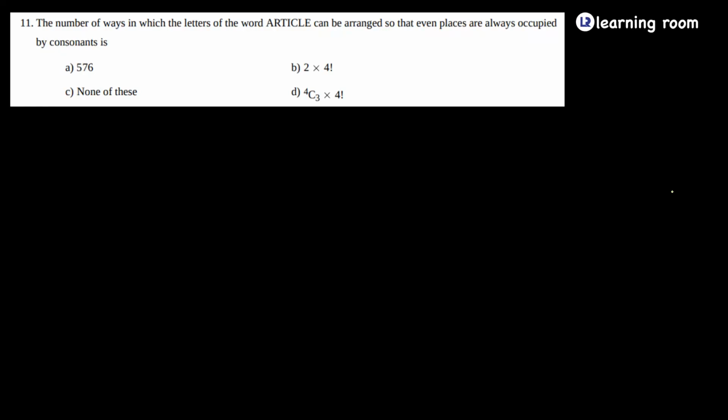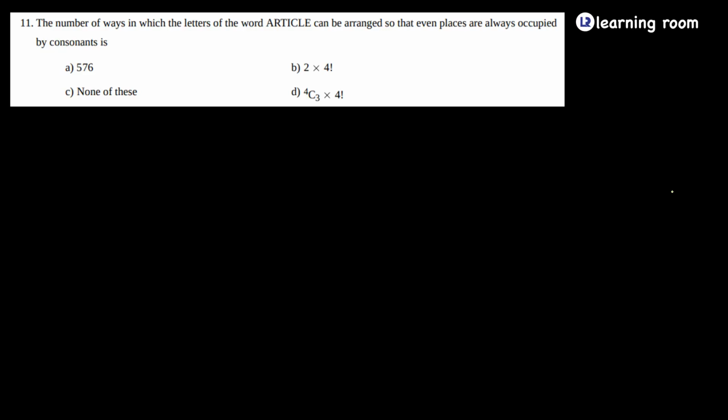Four, why C3? It is arrangement. It is not C3. I'm giving you the hint already. It is arrangement. So I want the logic. So how did you get 4P3? See, whenever you read a question, you should understand what is the condition they have imposed.